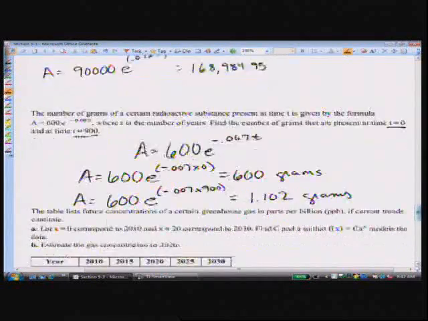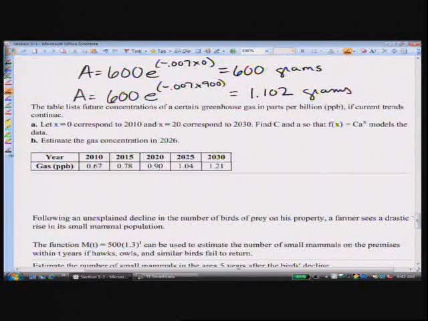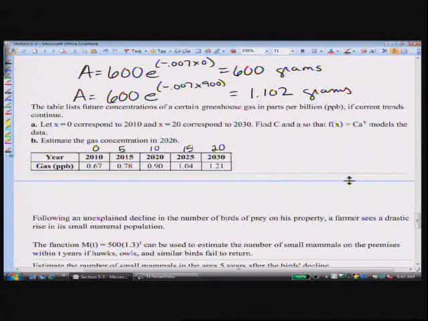All right, now this one might be a little bit tougher. It says the table lists future concentrations of a certain greenhouse gas in parts per billion if current trends continue. Let x equals 0 correspond to the year 2010, and x equals 20 correspond to the year 2030. So this will be 5, and this will be 10, and this will be 15. Find c and a so that f of x equals c a to the x models the data, and then estimate the gas concentration in 2026.